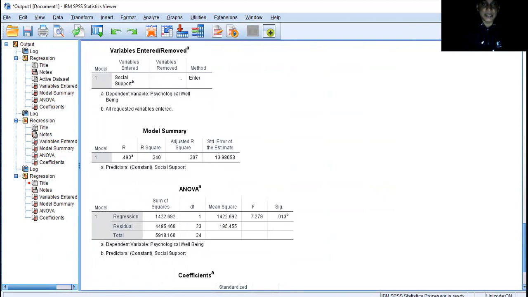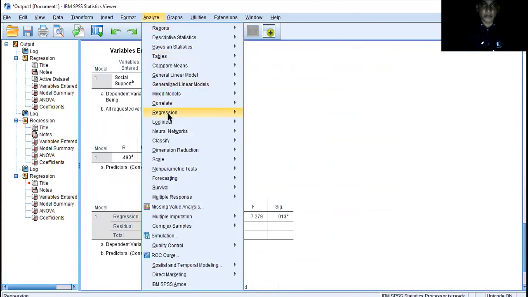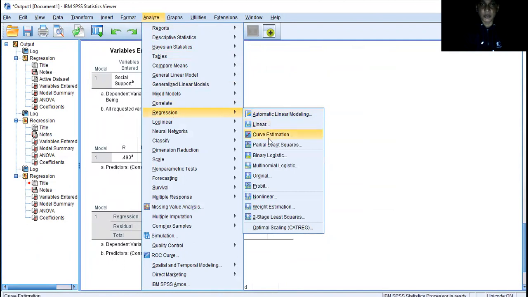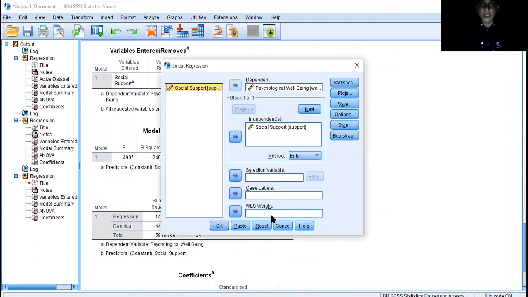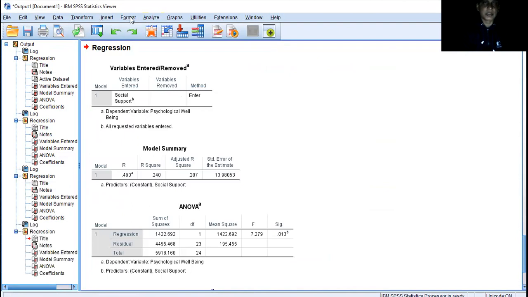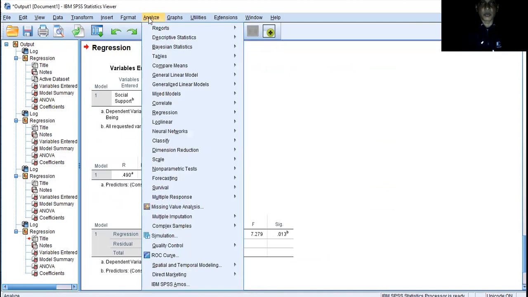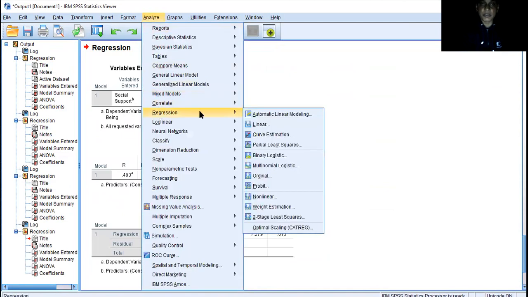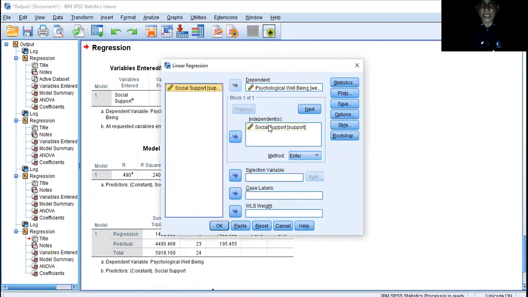Before I start discussing this particular result, let's move back. I'm moving to the very process of how we are going to conduct the simple linear regression. So I'm moving back. Whenever we are conducting simple linear regression, we go to Analyze, we go to Regression, we go to Linear Regression, click on that.